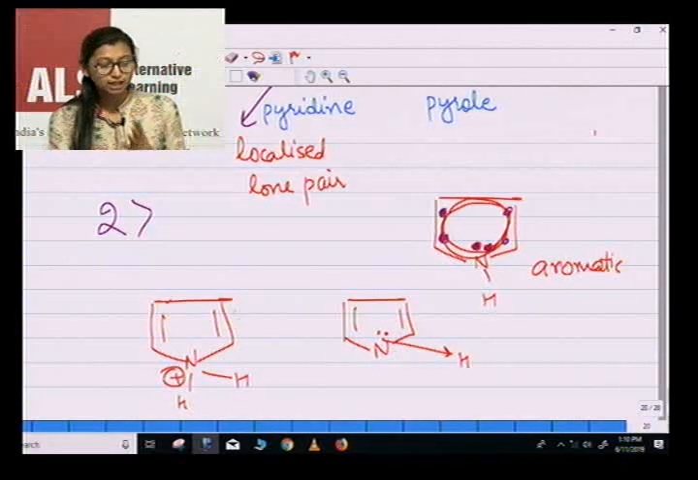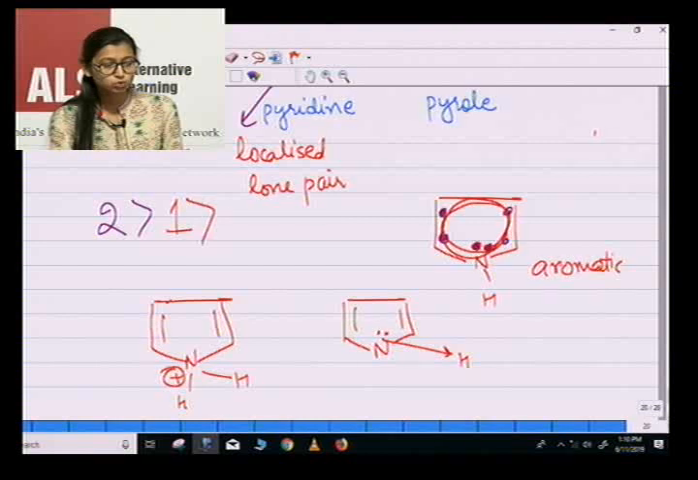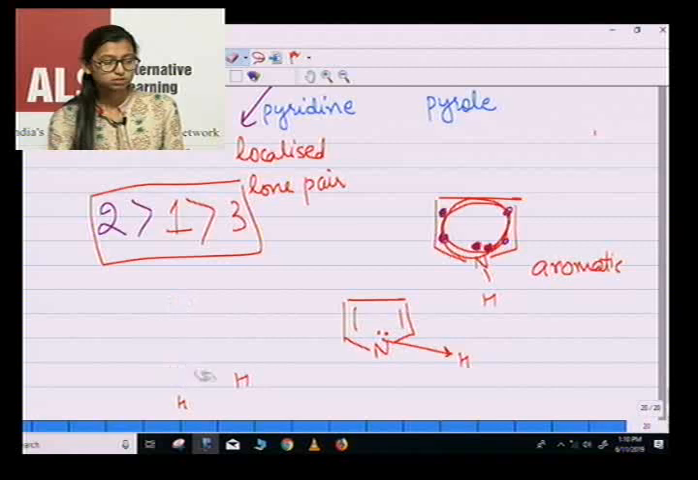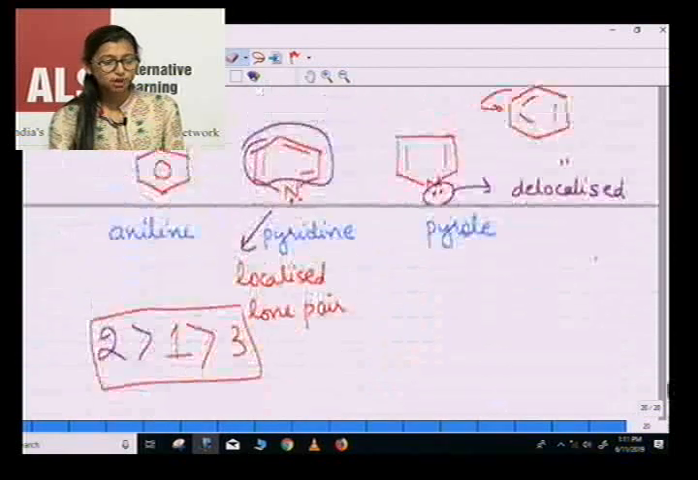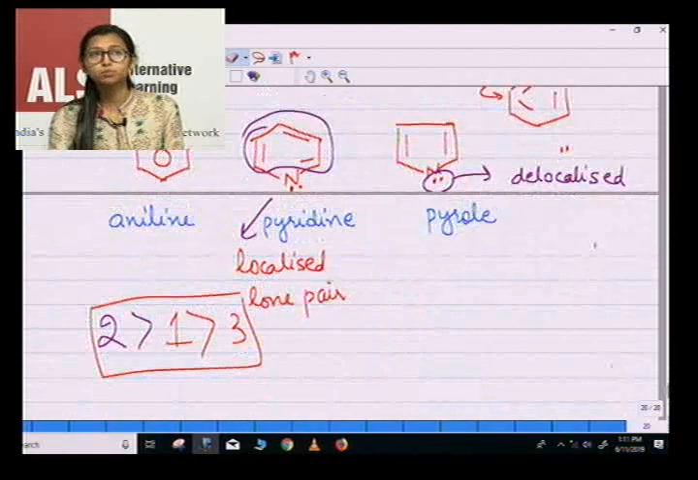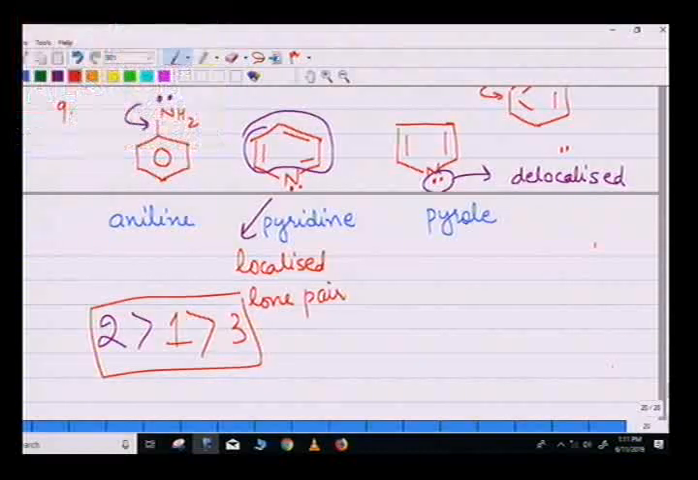So after making the bond with the hydrogen, this system will no longer be an aromatic compound. That is why it will go into the last. The answer is 2, 1 and 3. Okay? The answer is 2, 1 and 3. And you can write that the lone pair is making the pyrrole aromatic, so it will not be giving its lone pair. And many times the question is asked from the names itself.